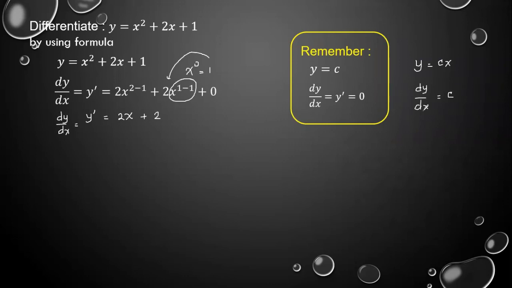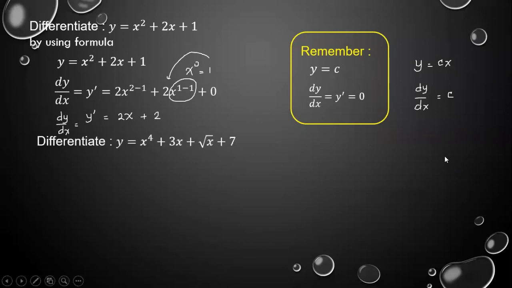Okay, is it clear? For example, this one: y equals 5x, so dy over dx equals 5. That's very easy. Okay, students? Okay, next. The next example, this one.